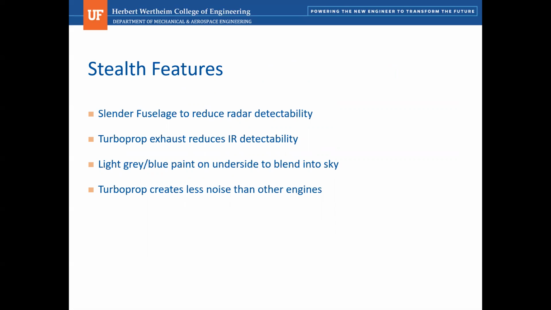The turboprop exhaust that we chose reduces infrared detectability as well. We also chose to paint our aircraft with a gray or blue paint on the underside in order to blend in with the sky, so that when enemies are viewing us from the ground, we would blend in a little bit better. Additionally, the turboprop engine that we chose creates a lot less noise than some of the other engine types. Therefore, we would be a lot quieter when we are conducting our missions.